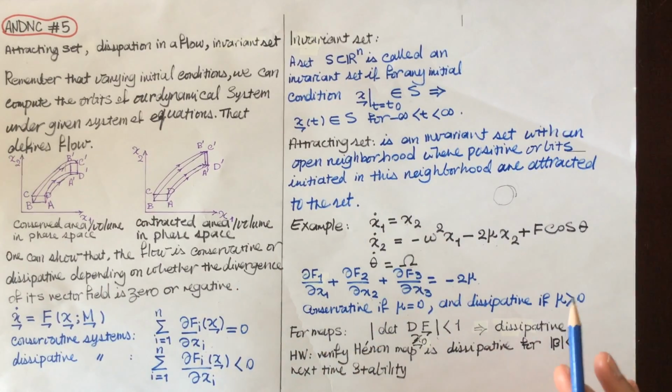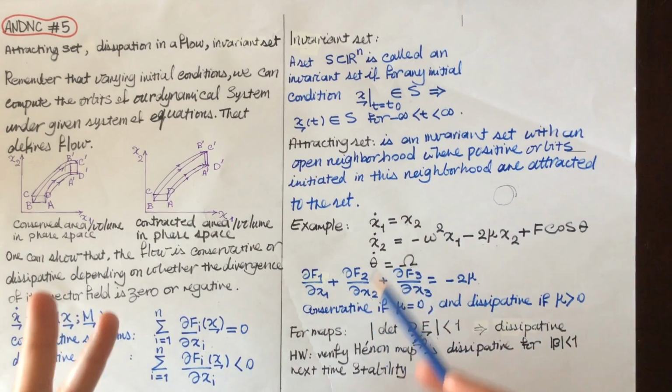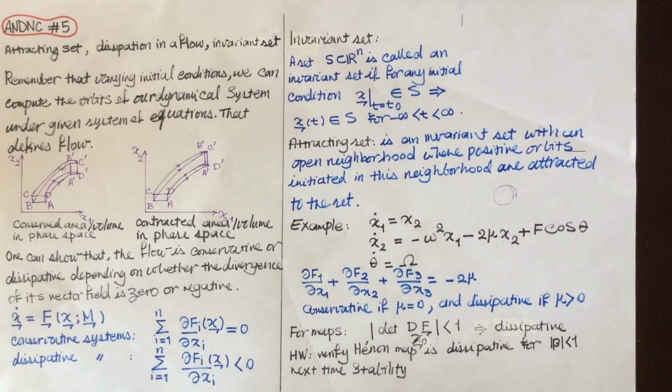So to sum up, we talked about attracting sets, we talked about dissipative and conservative flows, or dynamical systems, and then we talked about the invariant set and an attracting set. And then we're going to talk about stability. We needed this so that we can discuss the stability of a dynamical system.